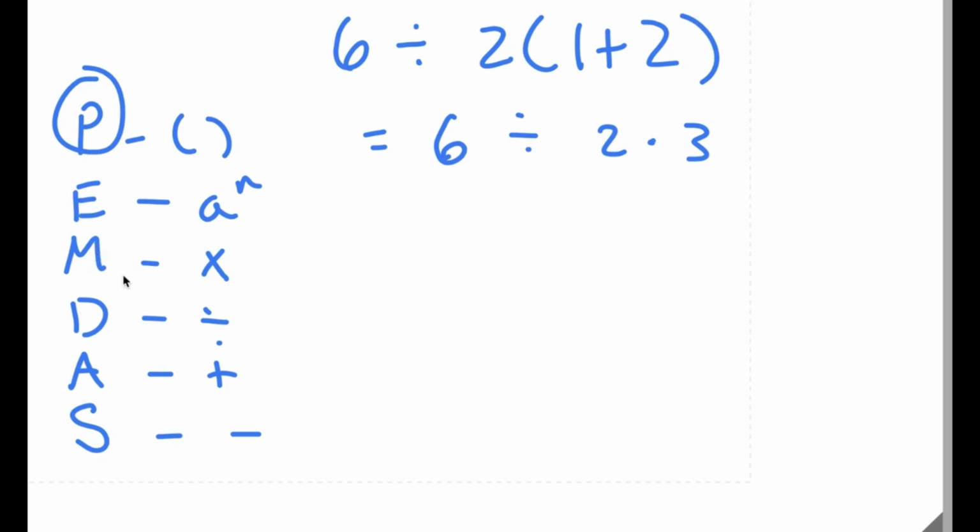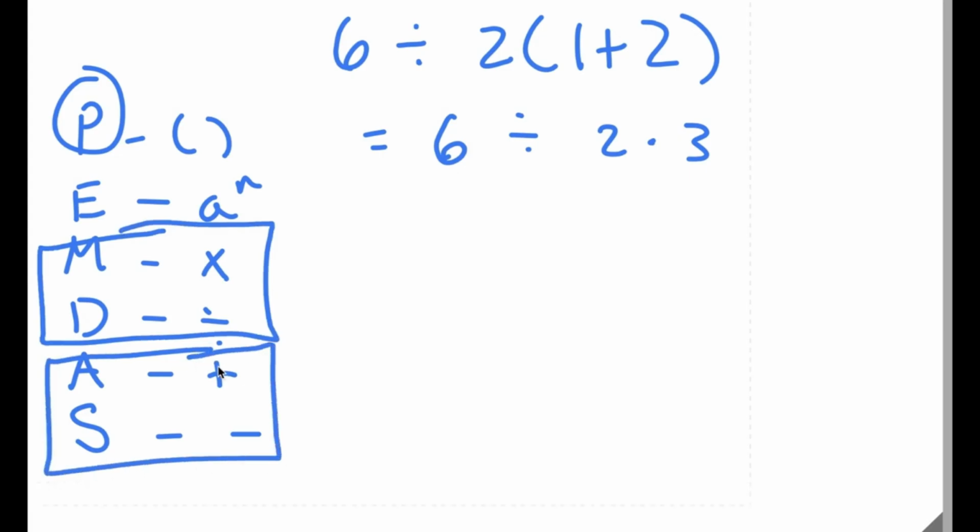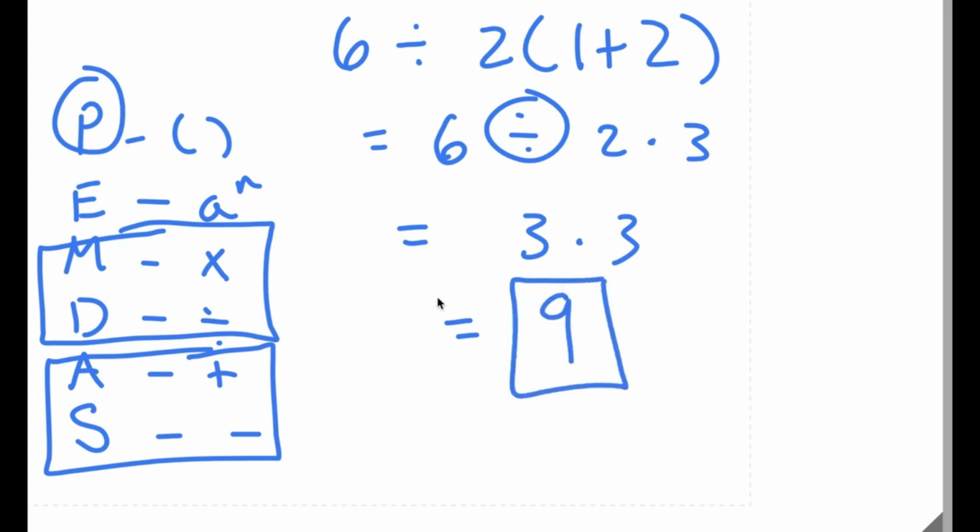And for multiplication and division, although it's written like this, these two are actually in the same box. And same goes with addition and subtraction. So whichever one out of these two comes first, multiplication or division, that's the one that you're going to start with. So right here, going from left to right, we have division, meaning we're going to use that first. So now I have 6 divided by 2, which is equal to 3. So now I have 3 times 3, and now all we have left is multiplication. 3 times 3 is 9. So 9 here would be our answer.